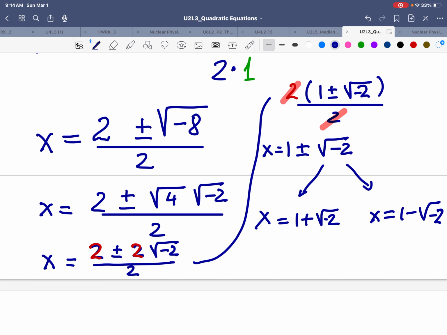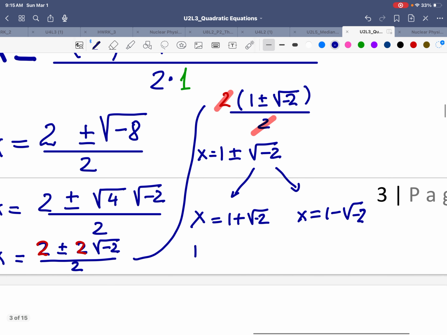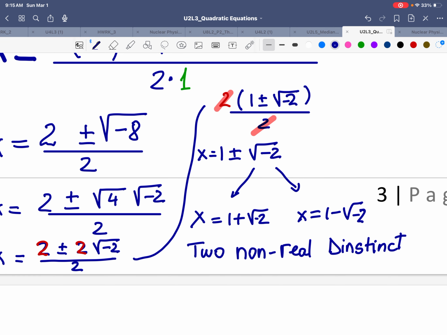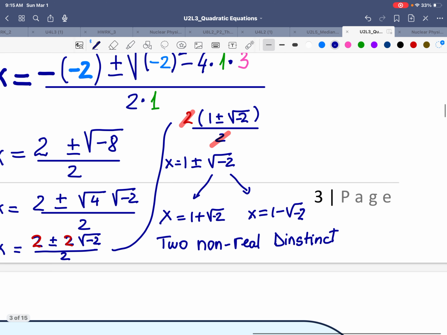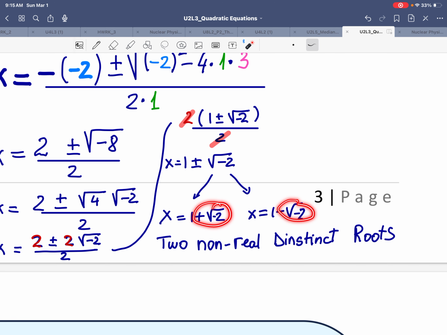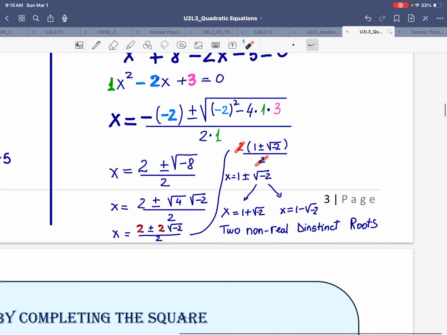Okay, as you can see here, we obtain two roots. They are distinct and they are non-real, or you can call them complex. Non-real roots always are distinct, because if you think about it, they come from adding and from subtracting that same number. So that's what makes these two different numbers.